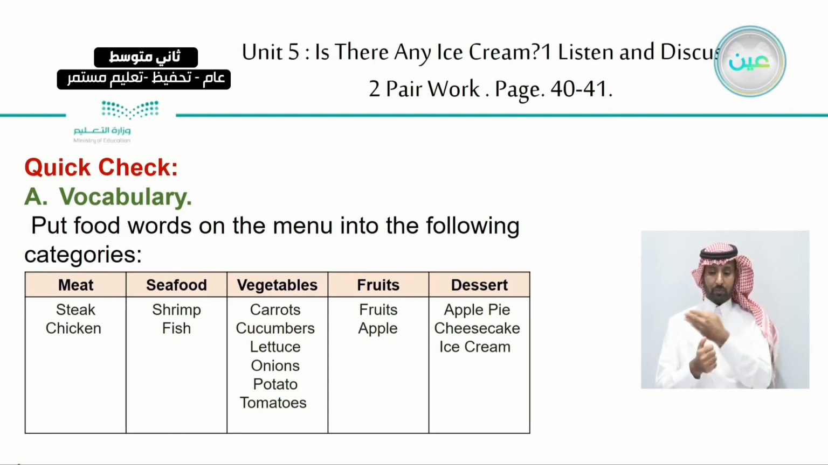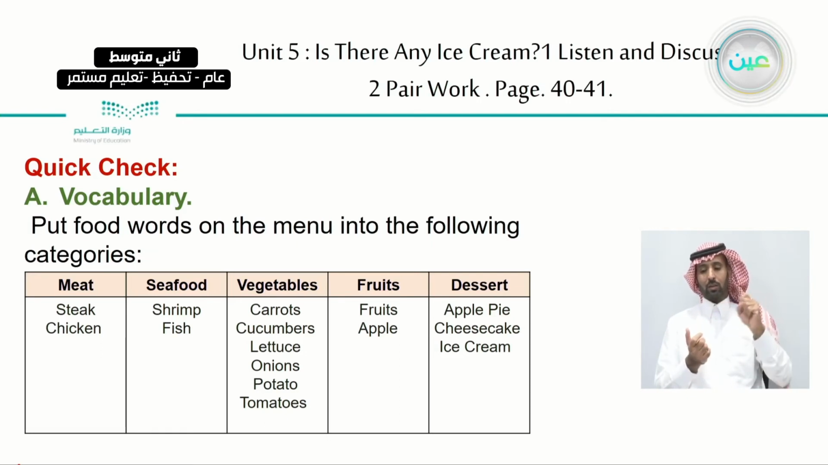Remember? Now, how about the vegetables? Where did we see the vegetables in the menu? We saw carrots, cucumbers, lettuce, onion, potato, and tomatoes. Now, do you remember where we saw these vegetables? Carrots, cucumber, lettuce, onion, and tomato, we found in the salad. It was the mixed salad, right?